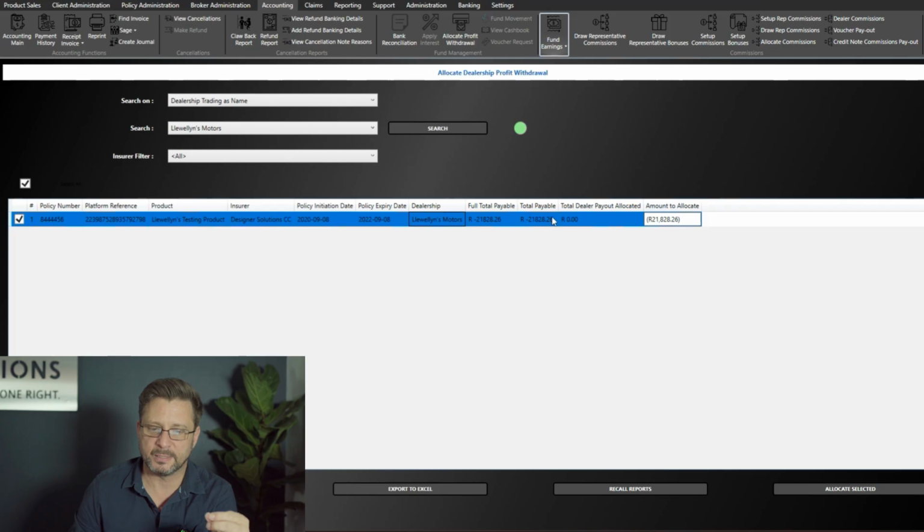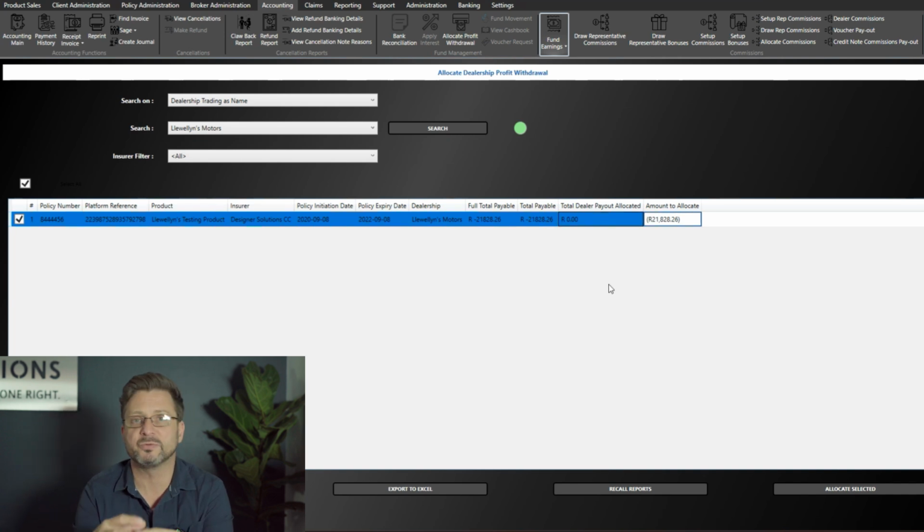As I said, the issue that we have here is that this one is a negative 21,000 Rand because there was a very large claim on this particular policy. You'll see that in our claims video when I take you through that. Effectively, you have made a loss. You have a negative burn ratio on this particular policy. So this is going to claw back from somebody the 21,000 Rand.